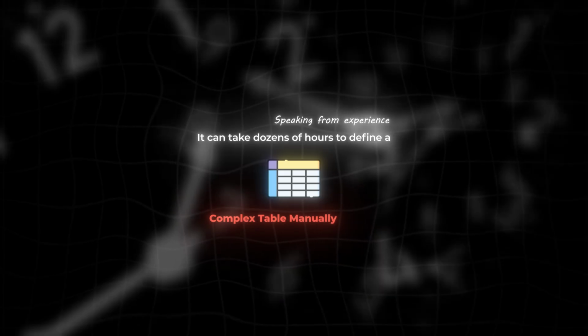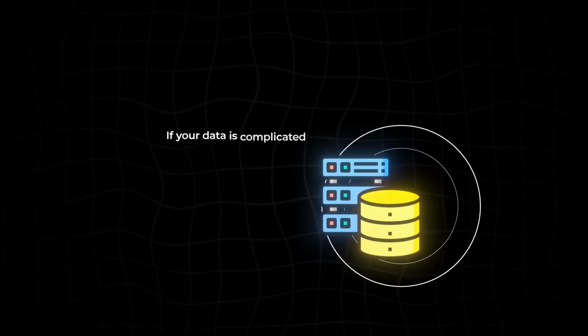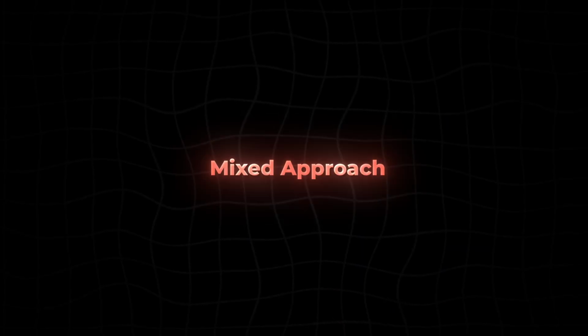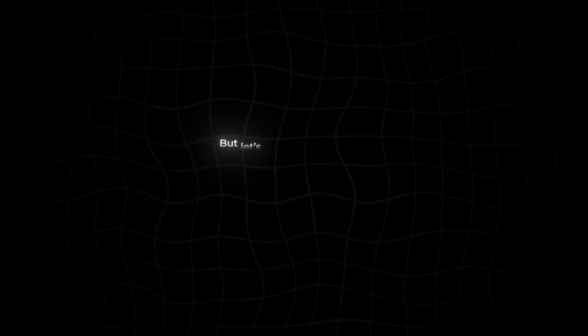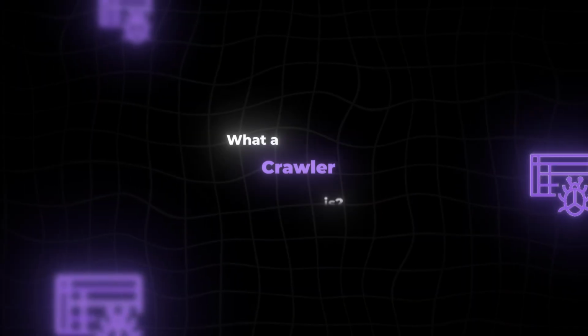Speaking from experience, it can take dozens of hours to define a complex table manually. If your data is complicated, you can also use a mixed approach. Start with a crawler to generate the table, then edit it yourself based on what you think works best. But let's take a step back and see what a crawler is.